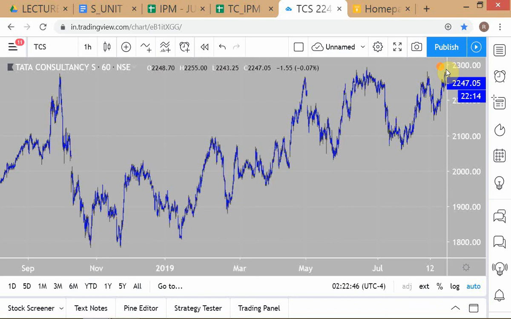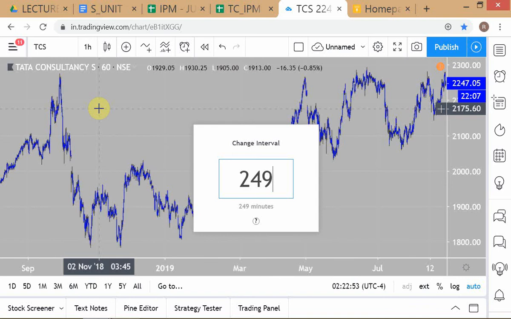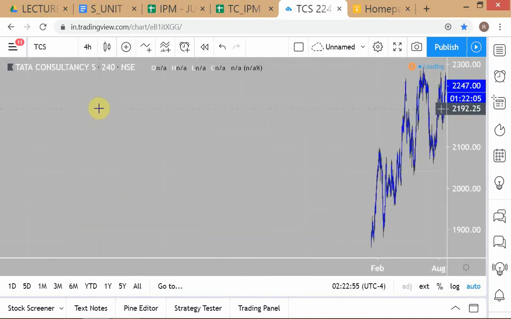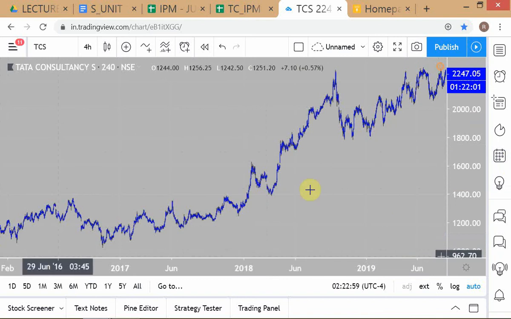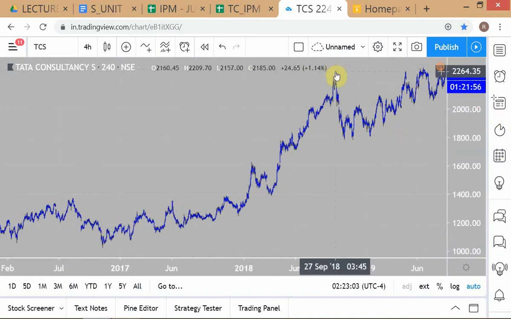So essentially, if you make this a slightly longer time frame, if we make it 240, we'll be able to see. All right, so you're looking at a long uptrend in TCS. What we are saying is that these highs, this one, this one, this one, and the last two that you see there, these two, are all the same.